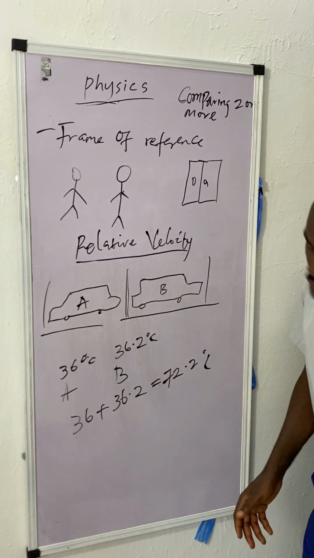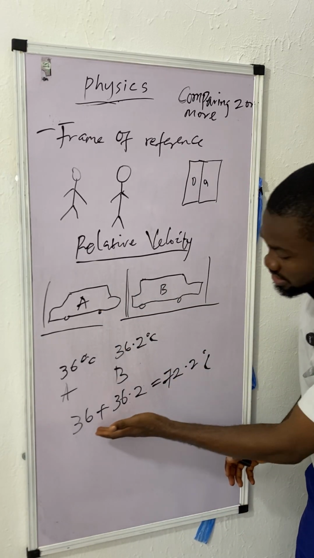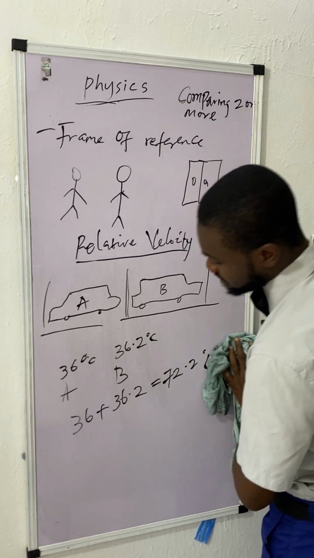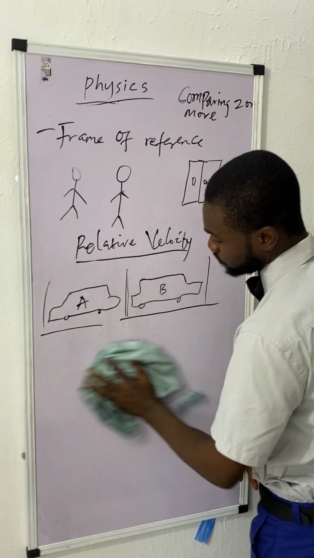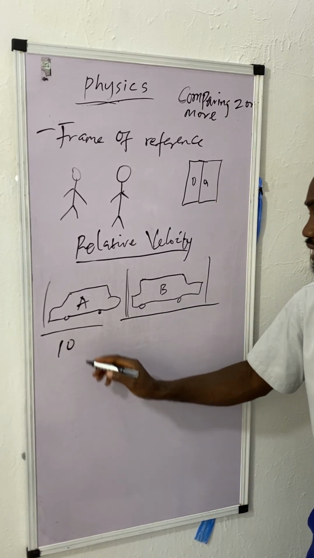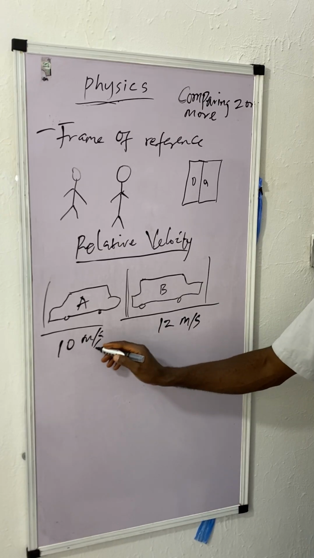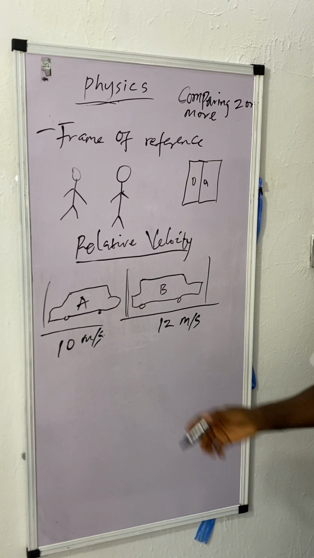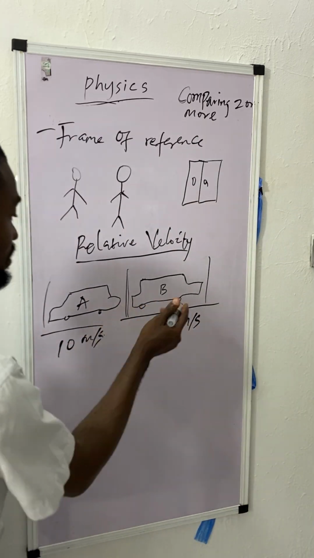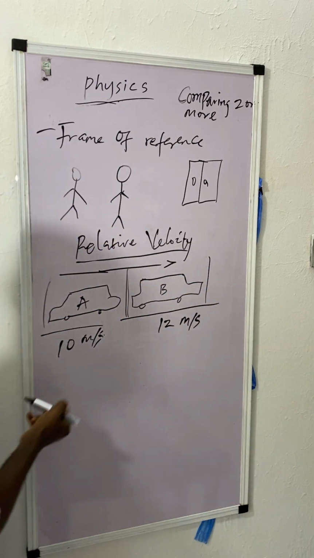So here in physics, because we are looking at the physical, we are using one to measure the other. It's the same thing that we are going to do here. When measuring relative velocity, if the two objects are moving in the same direction, what do we do? Let's say car A has a velocity of 10 meters per second and car B has a velocity of 12 meters per second. How do we measure the relative velocity? It's very easy. If they are moving in the same direction, let's say towards east, how do we measure?